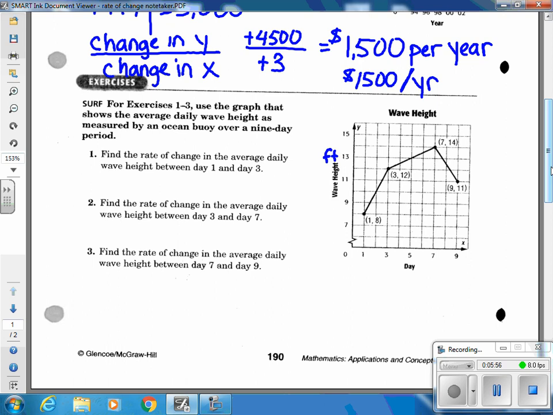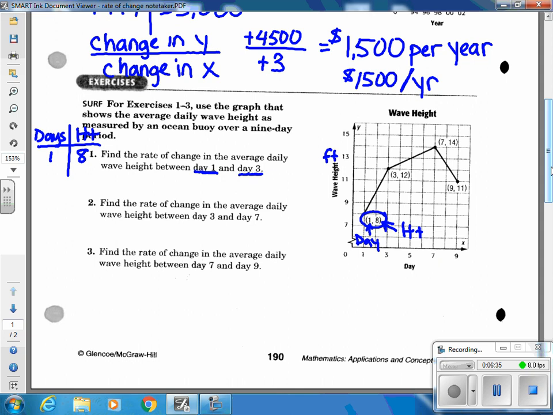Okay? For number 1, it says find the rate of change in the average daily wave height between day 1 and day 3. Here are your x values. So when we go to set up our table, it won't say x and y, it's going to say days, because that is our time value. And because the y-axis is the y value, that would be height. So we're looking at what day and how high were the waves. So we want day 1, and if you look at the graph right here where it says (1, 8), 1 is the day and 8 is the height. Okay, that's how your ordered pair is set up. So that would be 8 feet tall.